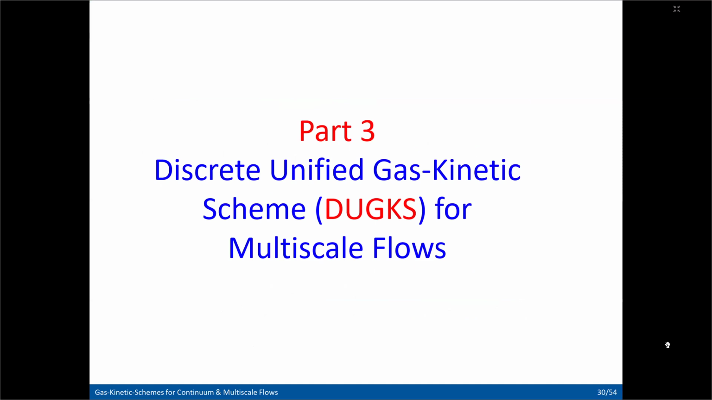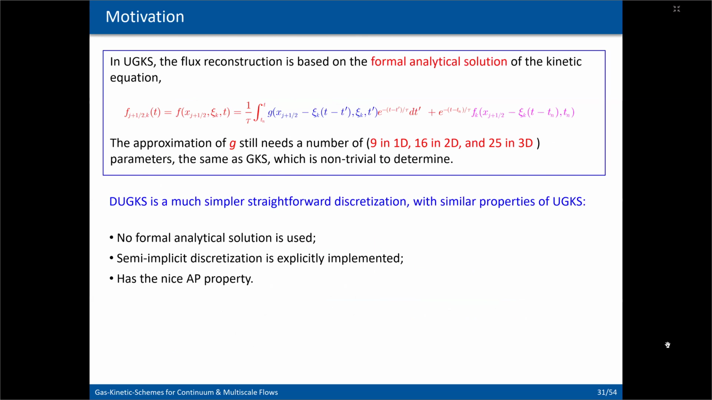Okay. Now I would like to give another multiscale method. That's the discrete unified gas-kinetic scheme. UGKS again relies on the formal analytical solution, and the reconstruction is quite complicated. Actually, if you don't know GKS, it's difficult to code the UGKS because there are still many parameters to be determined. And DUGKS is a much simpler and more straightforward discretization of the BGK equation.